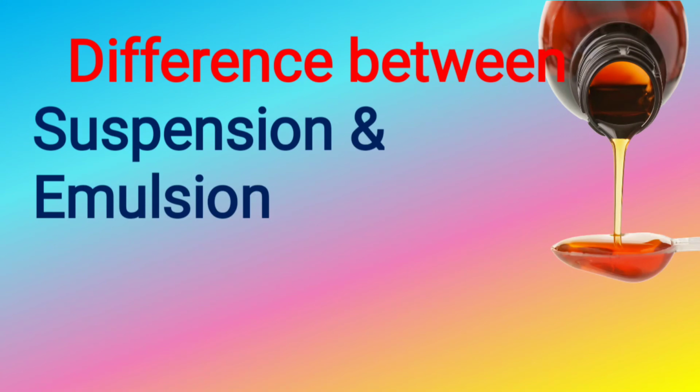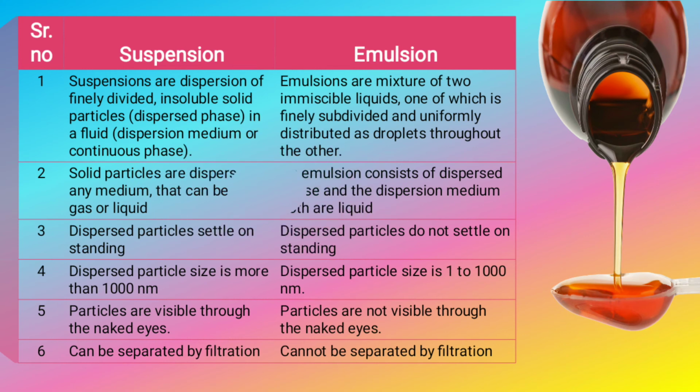Then moving to the next difference, between suspensions and emulsions. The differences between suspension and emulsion are as mentioned here. A suspension is a dispersion of finely divided insoluble solid particles, that is the dispersed phase, in a fluid, that is the dispersion medium or continuous phase, whereas an emulsion is a mixture of two immiscible liquids, one of which is finely subdivided and uniformly distributed as droplets throughout the other, right?